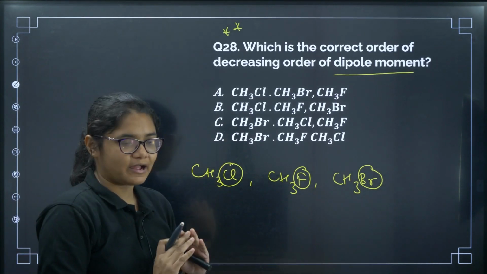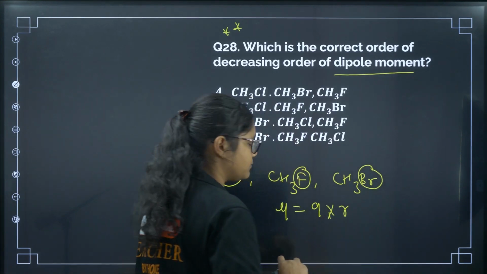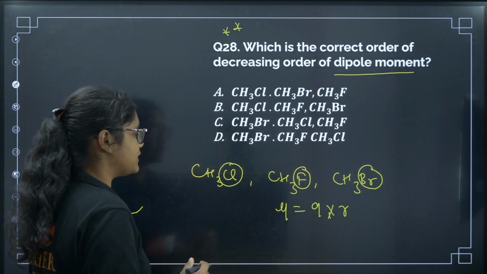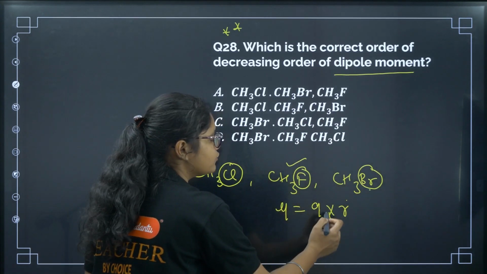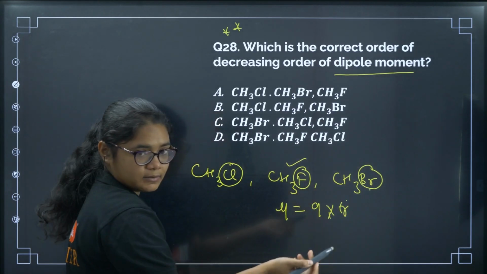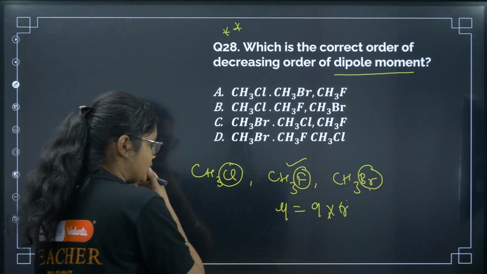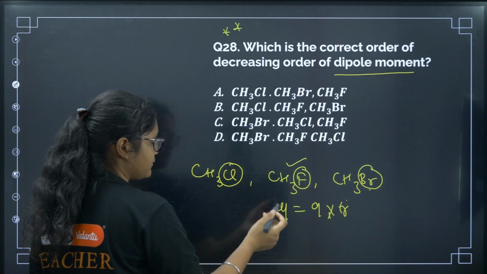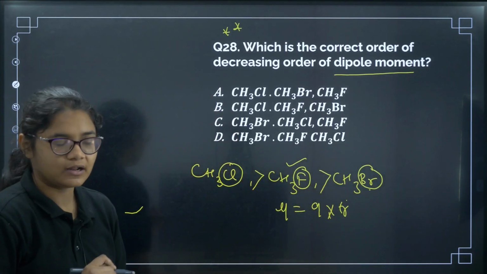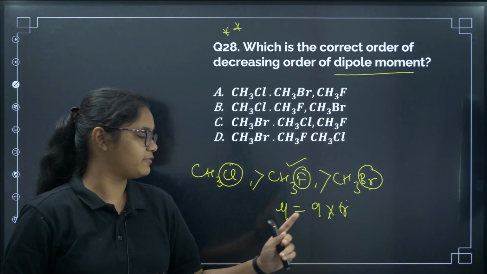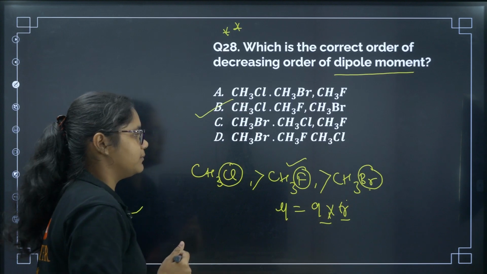So comparing these two factors, Q and R, dipole moment is equal to Q into R, a vector product. In fluorine, the charge will be highest, but the distance R will be lowest. In bromine, the Q value will be least, but the R value will be more. In chlorine, both are in between values. So it is found that the correct order of dipole moment is first CH3Cl, then CH3F, and then CH3Br. This result has come due to the combined effect of the charge and the distance. So the correct answer for this question will be option number B.